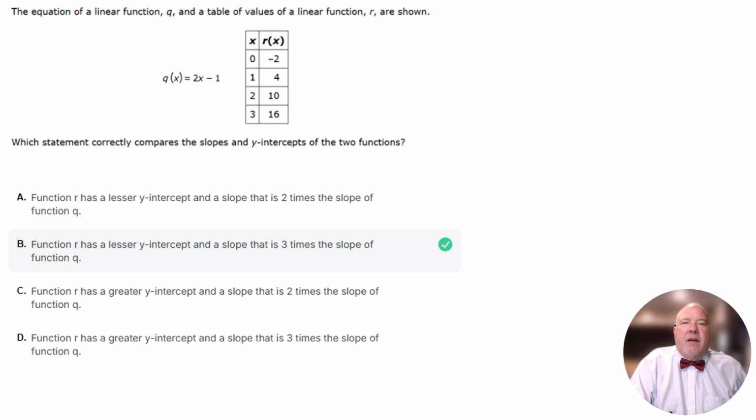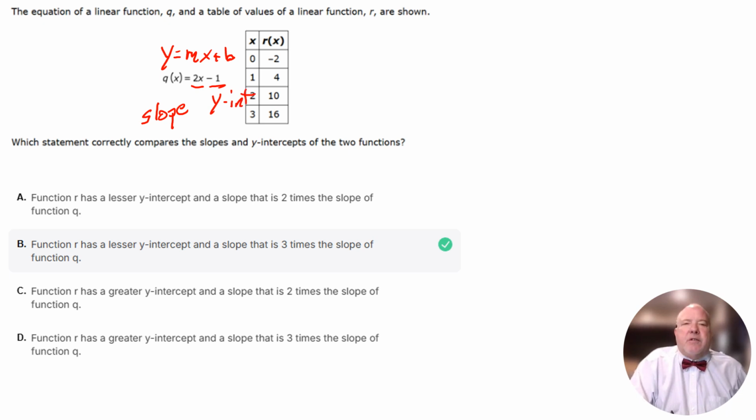So for the function q, this is in slope-intercept form. Slope-intercept form is something you need to memorize so that you can recognize it. It looks like this: y equals mx plus b, where m represents the slope and b represents the y-intercept. So the number here, the 2, that's my slope. The other number here is my y-intercept, and it's got a minus sign, so that means it's negative. So the y-intercept is -1.